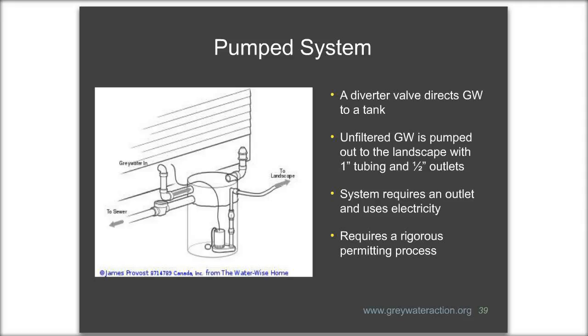So the system is relatively simple, though more complicated because it does have a pump in it and a tank to locate. It does require an outlet, so you need to have somewhere to plug in the pump, and of course it uses electricity. If you're trying to get a permit for a pump system, pretty much anywhere in California, in any state, it's a lot more difficult to go through that process.